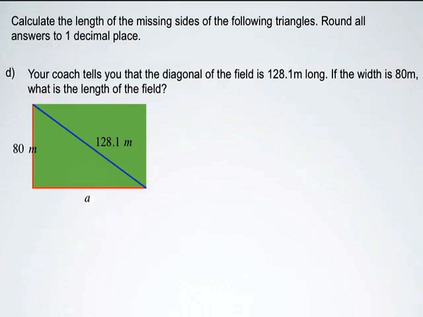And we're going to let this be A. We could let it be L, but in this case, we're going to let it be A so that it stays consistent with c squared equals a squared plus b squared. So we're going to say let A represent the length of the field.